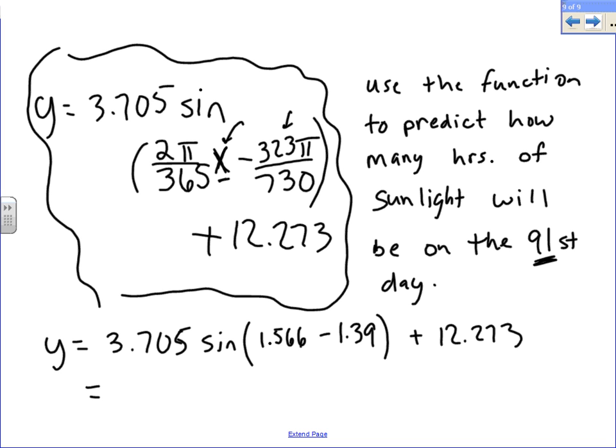So I'll punch in 3.705 times the sine of, now I'm going to recall A, minus, and then recall B, and then close my parenthesis, and then add 12.273. Okay, so this gives me about 12.92. And so that's how many hours of daylight we would have on the 91st day.